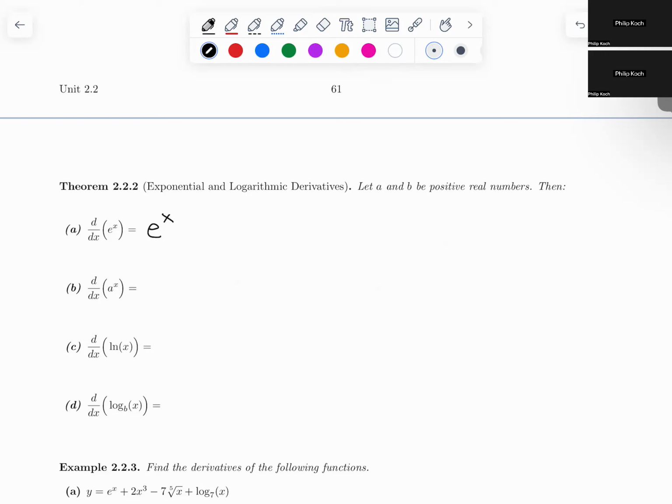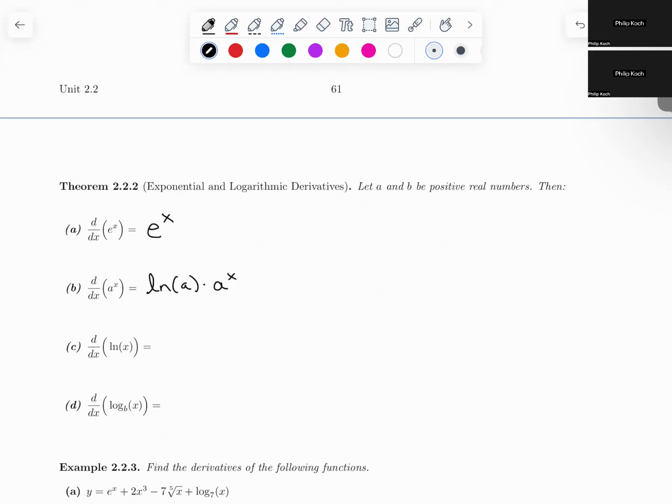The derivative of a to the x, for any base other than e, is natural log of a times a to the x. Why is a good question. It's more of a tedious answer, but it has to do with the change of base formula. Well, not the change of base formula. It requires a little nifty trick and knowing the chain rule, which we don't have yet.